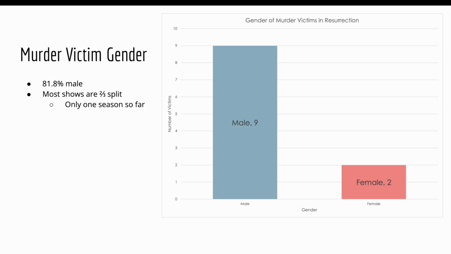And so there's only 1 season of Resurrection, and so the numbers are kind of on the smaller side, but this is greatly disproportionate compared to what usually happens in these shows and what's happened in Dexter series in the past. Because generally the rest of Dexter does follow this rough 2/3, 1/3 split in the gender of murder victims.